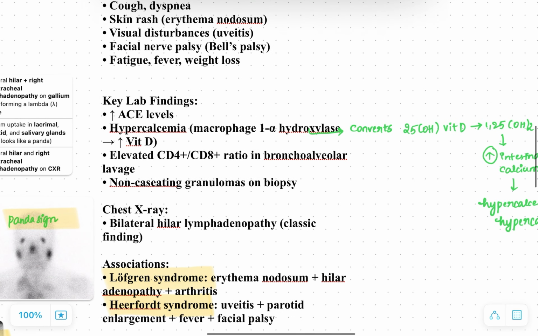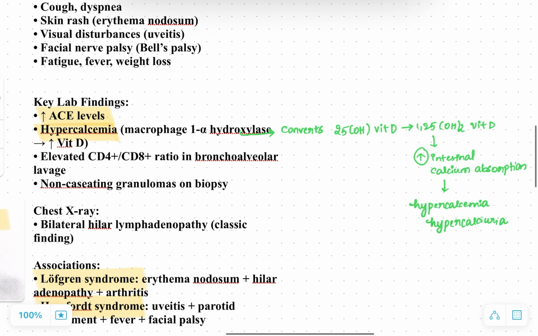So we have to know some key lab findings: an increase in ACE levels, and hypercalcemia is seen because the macrophages secrete 1-alpha hydroxylase, which converts 25-hydroxy vitamin D to 1,25-dihydroxy vitamin D. This increases intestinal calcium absorption, so hypercalcemia and hypercalciuria are seen. This is PTH independent. Hypercalcemia is an increase in the serum calcium, and hypercalciuria is an increase in the calcium in the urine. Since there is an increase in calcium, PTH will be decreased.